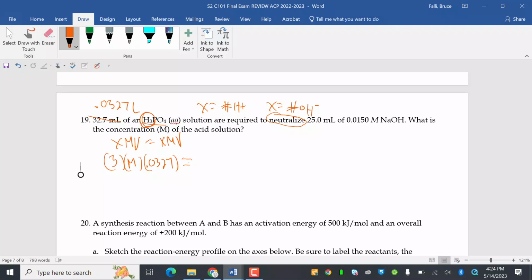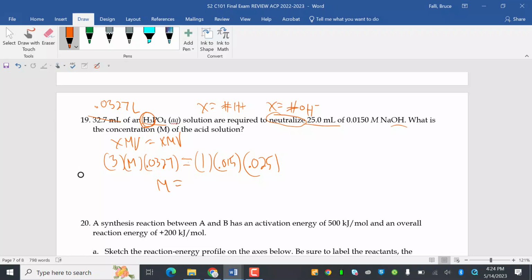And then how many OHs are in NaOH? 1. What is the molarity of NaOH? 0.015. What is the volume of it? 25 milliliters, 0.025 liters. M equals.